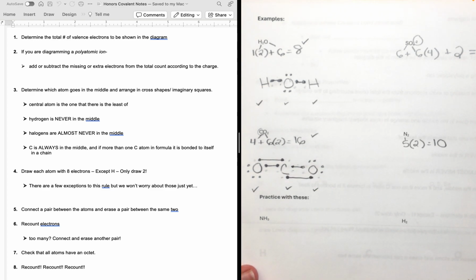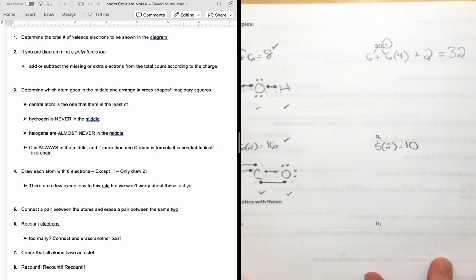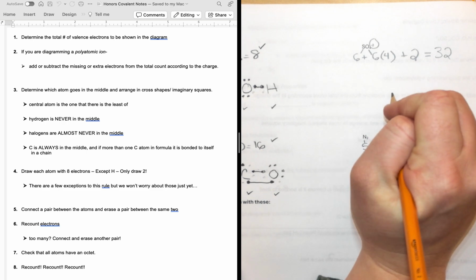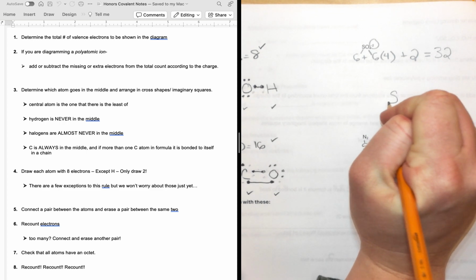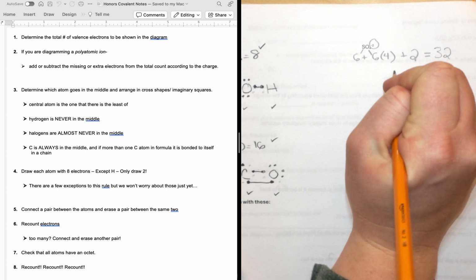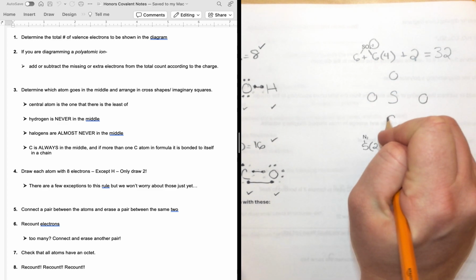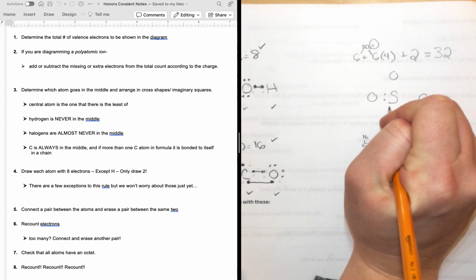All right, now we're going to move over to the SO4. So sulfur is going to go in the center with the 4 oxygens around it. And again, we start with 8 around each atom.